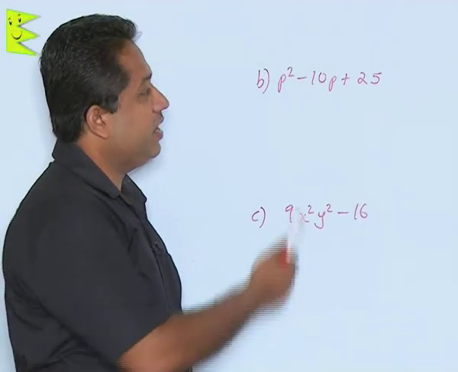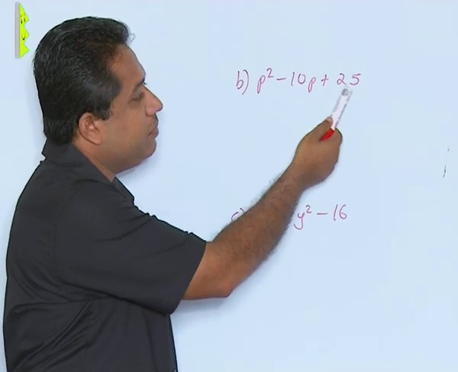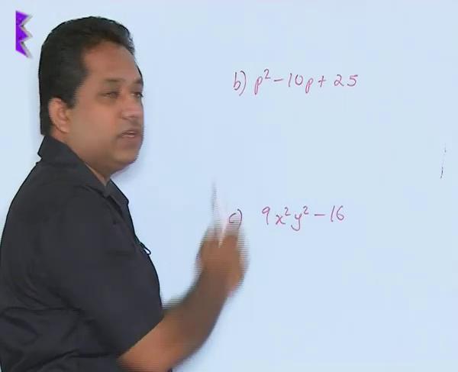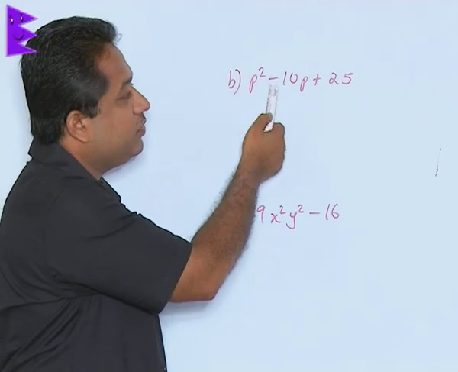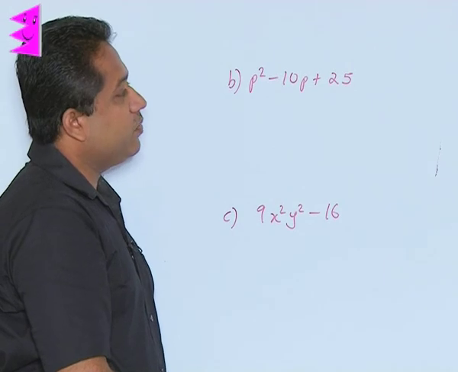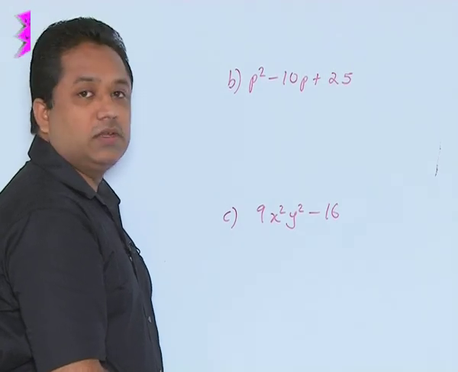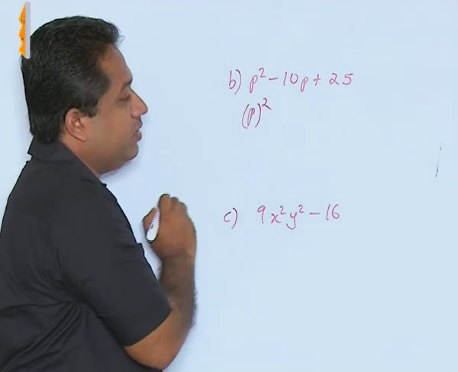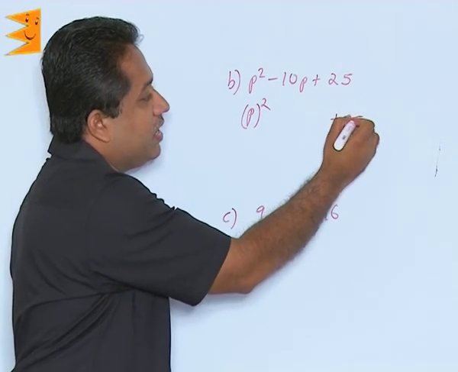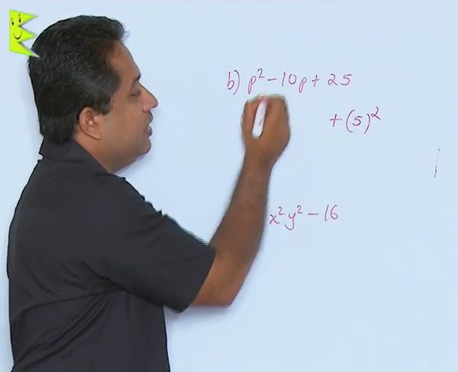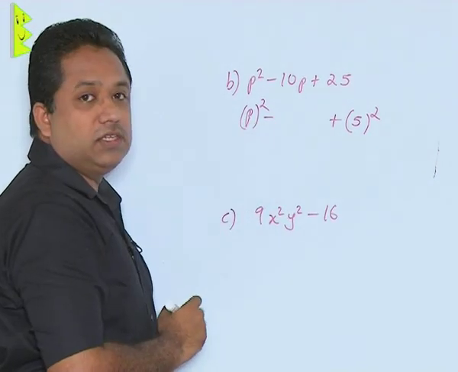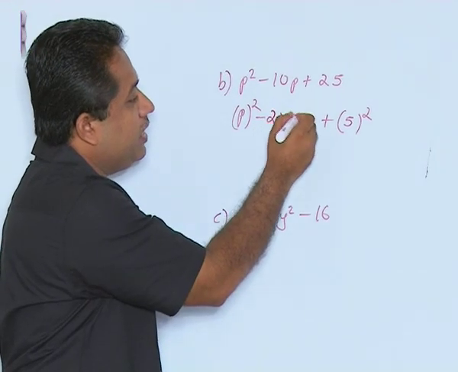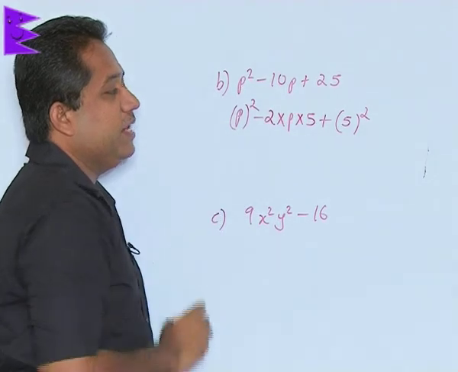In this question we have p square minus 10p plus 25. Unlike the previous question where all were positive terms, here we have one of the terms with negative sign. So, we have p square minus 10p plus 25. So, we will write p whole square here, and 25 we can write as 5 whole square, and this we will have to write in the form of minus 2 into a into b. So, this will be 2 into p into 5. So, that is giving us minus 10p.